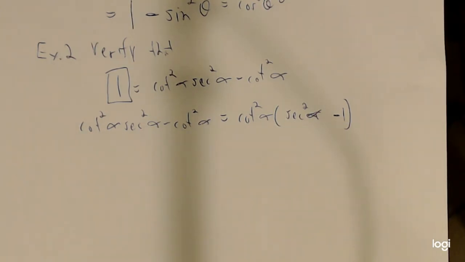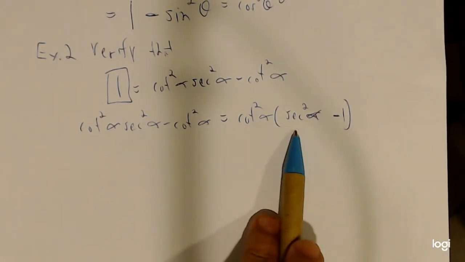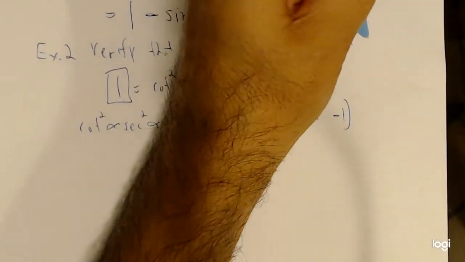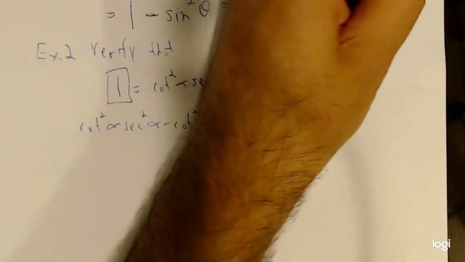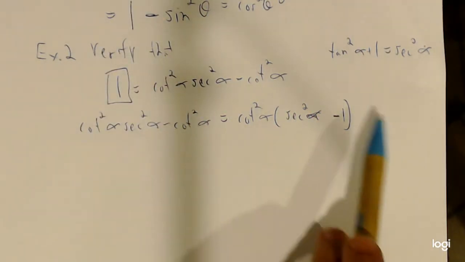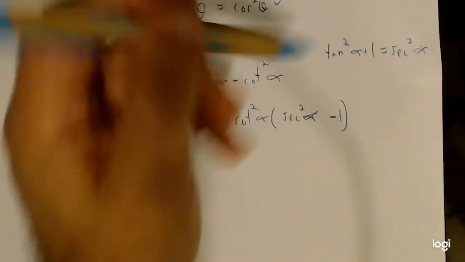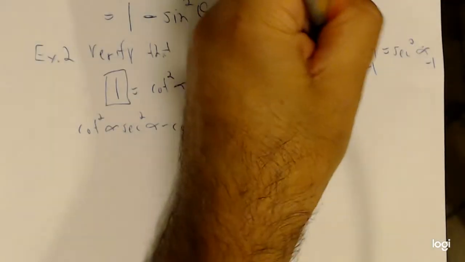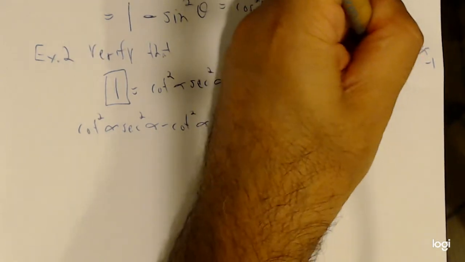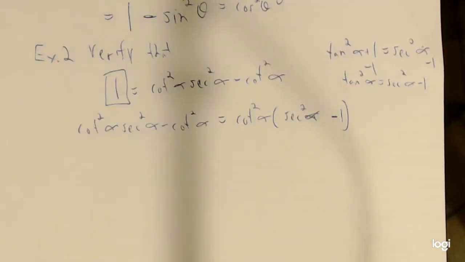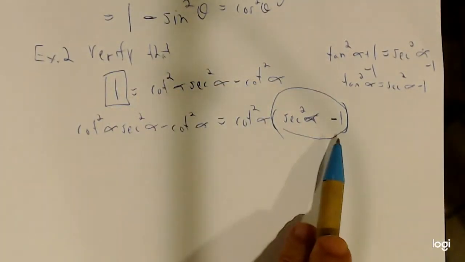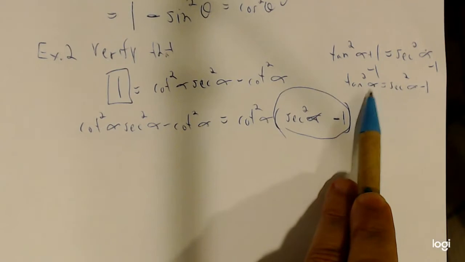If I look at my Pythagorean identities, is there one with secant squared? There is. There's one that says tangent squared alpha plus 1 equals secant squared alpha. Now remember, whether we write it as theta or alpha, it doesn't matter. So look, how could I get the secant squared alpha minus 1? If I subtract 1 from both sides, I get tangent squared alpha is the same thing as secant squared alpha minus 1. And look at how nice this is. I could now grab the secant squared alpha minus 1 and change that to tangent squared.